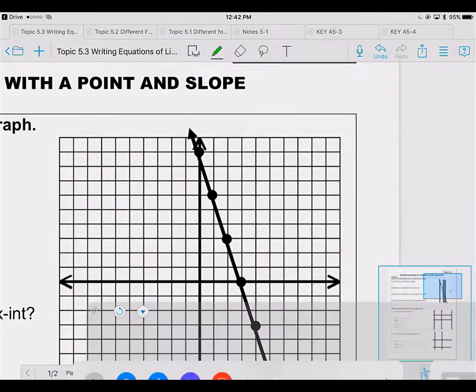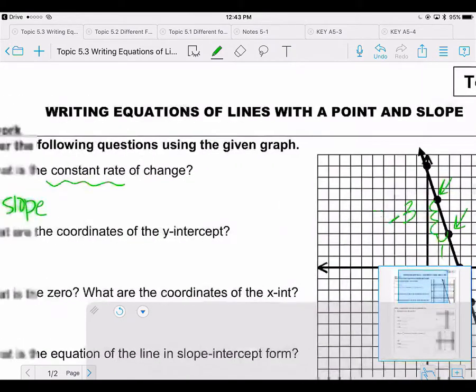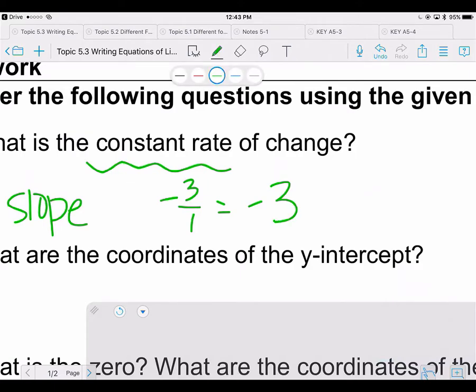So from this point to this point, we go down 1, 2, 3. So because we go down, it is a -3. And then we go to the right 1. So -3 over 1, which is just -3.